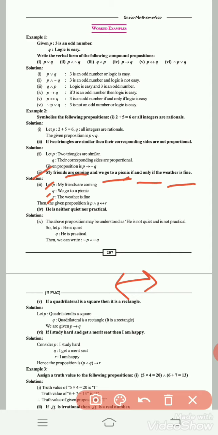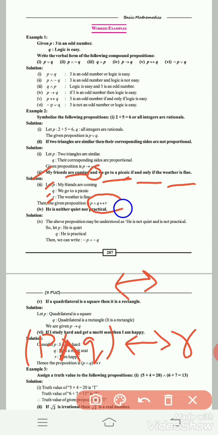See here. First and second statements are related by the symbol and. Therefore, P and Q: my friends are coming and we go to a picnic. P and Q, if and only if, double implies, the third statement R. Therefore, the symbolic form of this example is P ∧ Q double implies R.